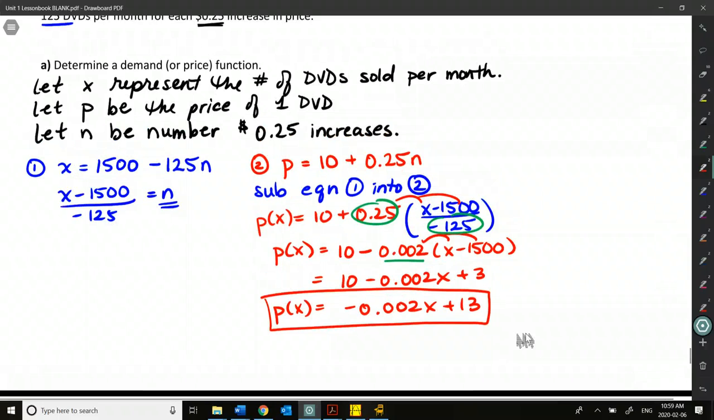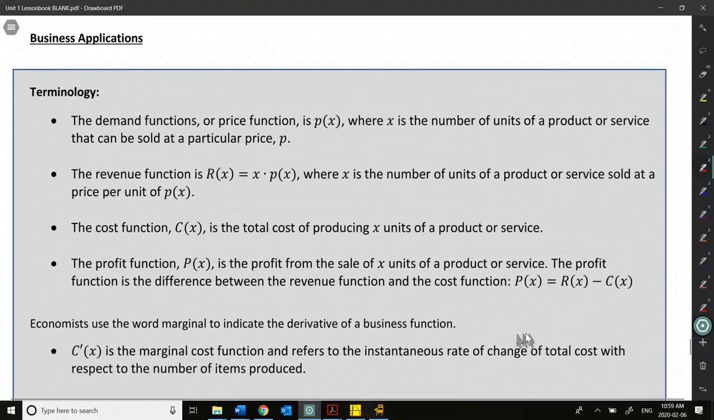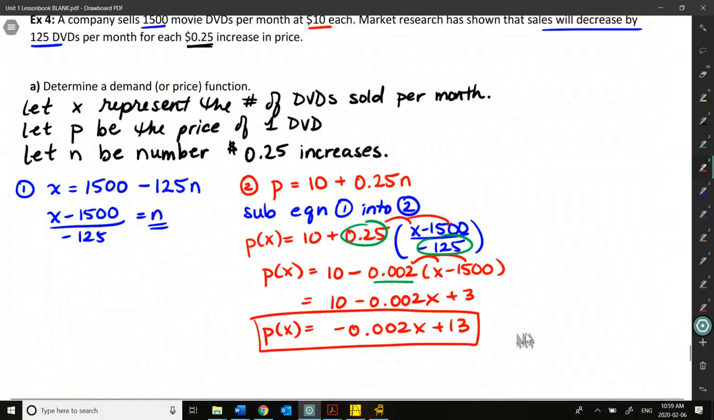Okay, so whenever we do a price function, if you look back up at the terminology here, we usually want P at X. So price in terms of number of units rather than number of increases or decreases in price.